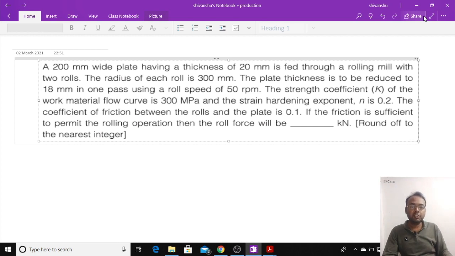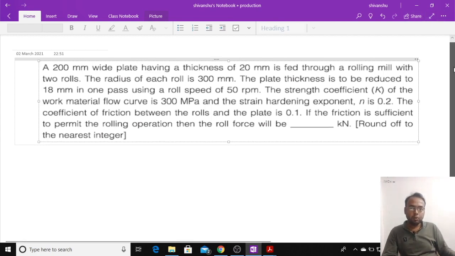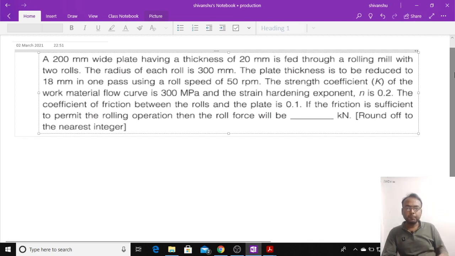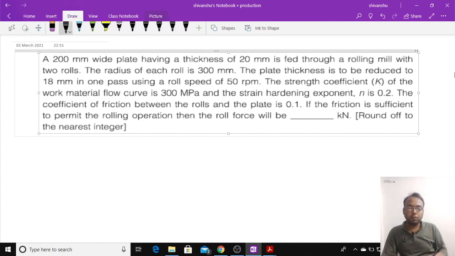If the friction is sufficient to permit the rolling operation, then the roll force in kilonewtons is what we need to find. So first of all, we have to check the condition whether, while applying the force equation, friction will be considered or not.